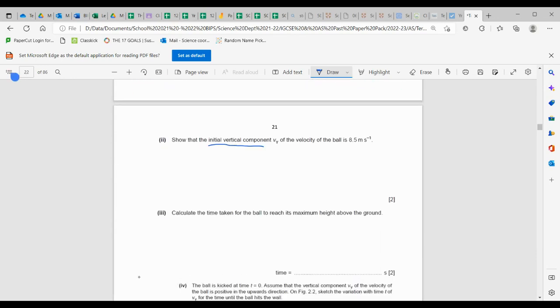Next part, we have to show that the initial vertical component of the velocity is 8.5 meter per second. Now, vertical component of velocity also has a formula in terms of the total resultant velocity, which is v sin theta. But again, we have not been given the value of v. We can either use the horizontal component of velocity, which we already calculated, and rearrange the equation to find the value of v, or we can just have a look at this right angle triangle with the horizontal and the vertical velocities shown. So if this is the horizontal velocity, this is vertical velocity, this is the angle 28.